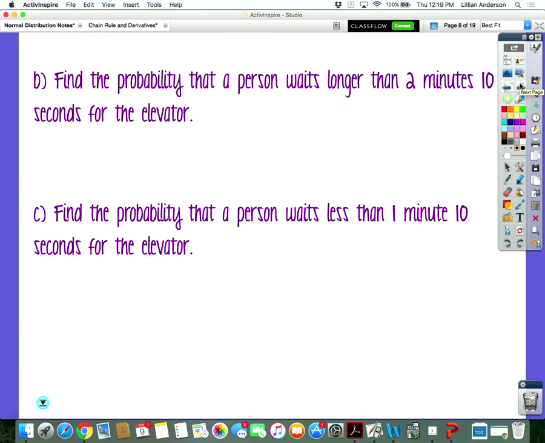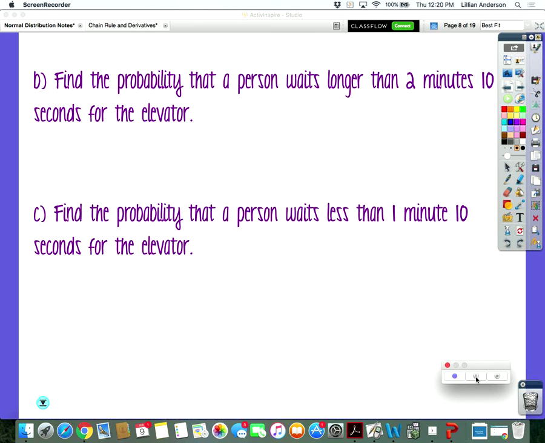Now we're going to answer questions. It says, find the probability that a person waits longer than 2 minutes, 10 seconds for the elevator. So probability, we're looking underneath the curve. Our curve was based off of seconds, so how do you convert 2 minutes and 10 seconds into seconds?